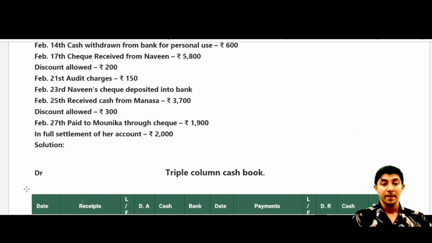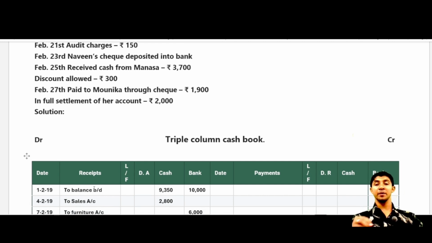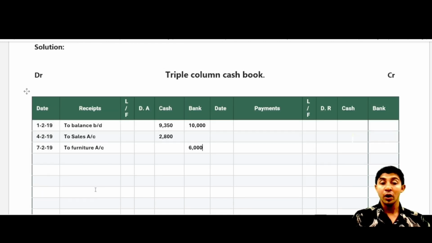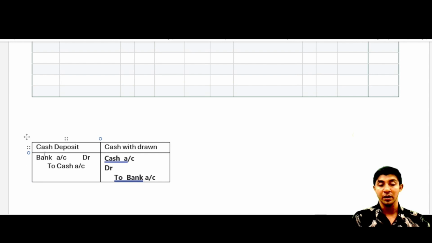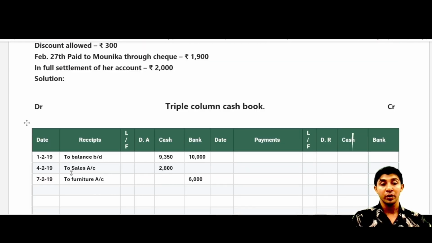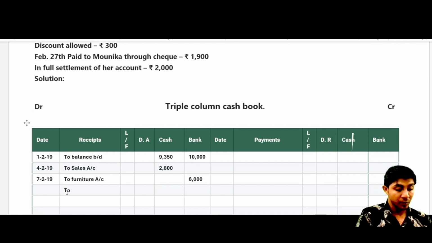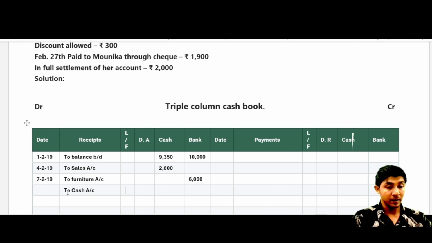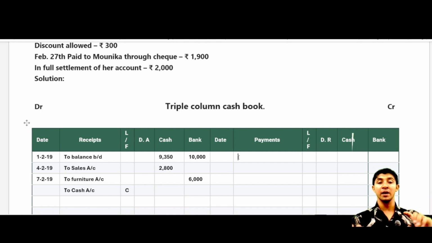Now let us move towards the next transaction, that is on 10th. Cash deposited into bank. You took cash, went to the bank and deposited it. Whenever there is a direct connection between cash box and bank, a contra entry exists, so we immediately have to pass the journal entry. The journal entry of cash deposited into bank is Bank account debit to cash account. So here we will write to cash account. In LF column we have to write C, and here we will write by bank as per our journal entry.